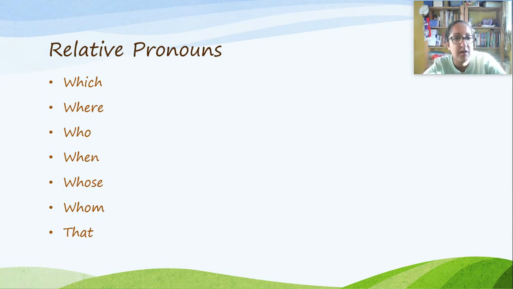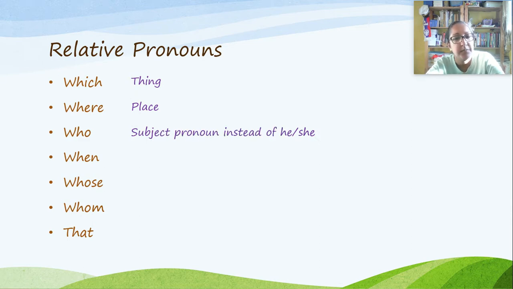Here are the relative pronouns: which, where, who, when, whose, whom, that. These are the most common ones. Which is used when we're talking about a thing. Where, a place. Who is a person, but it is the subject pronoun. So we use it instead of he or she. When, of course, is time. Whose belongs to someone, the possession.